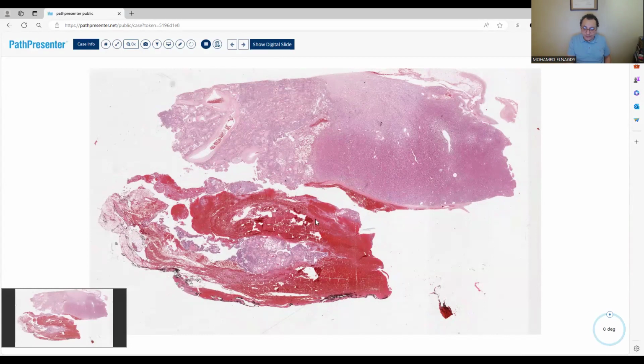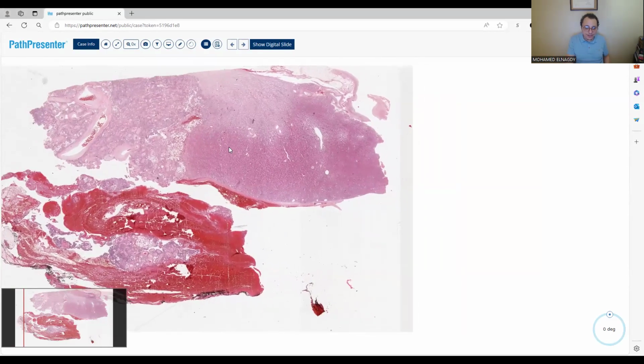Who wants to volunteer for this? Siham, Mariam, Dina. I can take it. Okay, so let's see how it goes. We have an area of hemorrhage here on low power, and we have some areas that we need to go to high power to see how it goes.